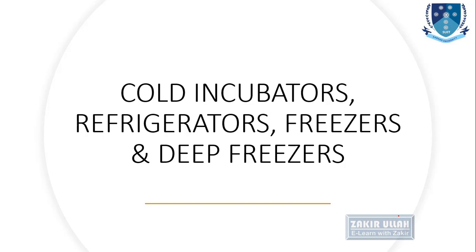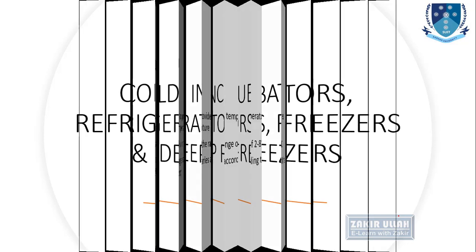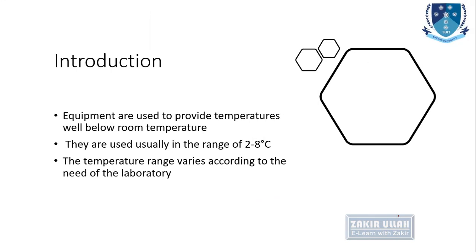Now the cold incubators, refrigerators, freezers and deep freezers used in the laboratory are the equipment or machines used to provide temperatures below room temperature, and most of them give you a range of about 2 to 8 degrees centigrade. The temperature range varies according to the need of the laboratory.